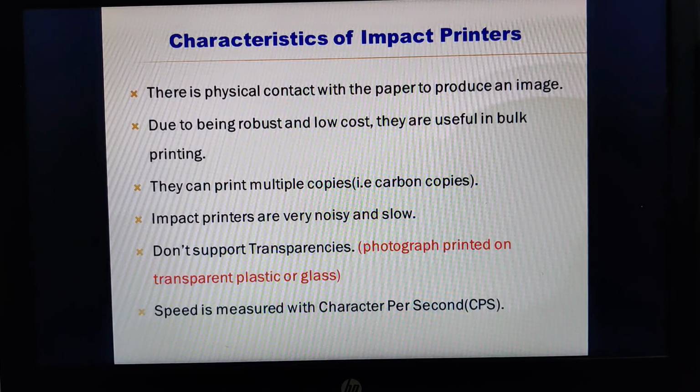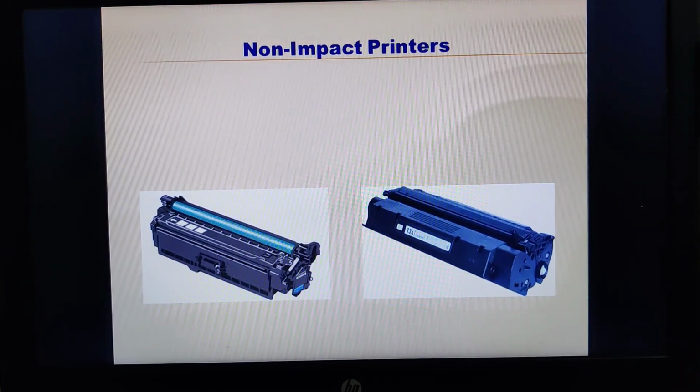So as I said, the non-impact printers do not use a striking device. The ink is stored in the printer cartridges. See here, these are the different cartridges that belong to the different printers, and the flow of the ink is controlled by the processors, which is faster in printing, and they can even print color and support different fonts and sizes within the same document. If you have different fonts and sizes, these non-impact printers will support them.